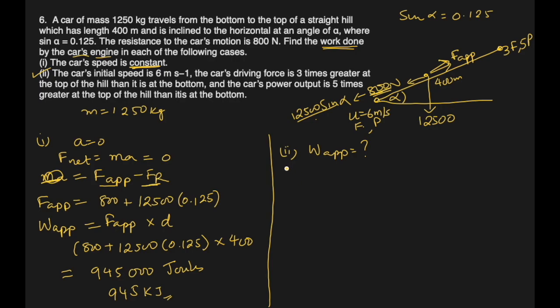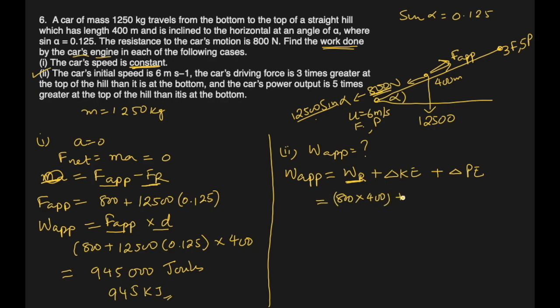So we'll use the energy formula in this one. The work done by the applied force is the work done against resistance plus change in kinetic energy plus change in potential energy. Okay, so work done against resistance. Resistance is how much? 800 still, 800 newtons. So 800 force times distance, right? Force times distance. In this case it was applied, but in case of resistance it will be resistance, 400.